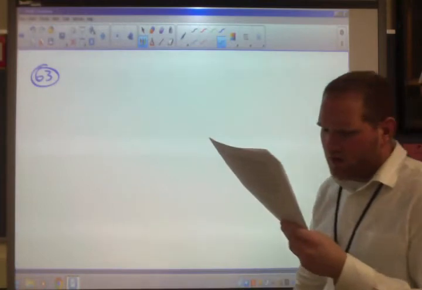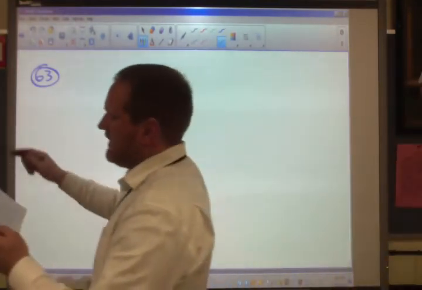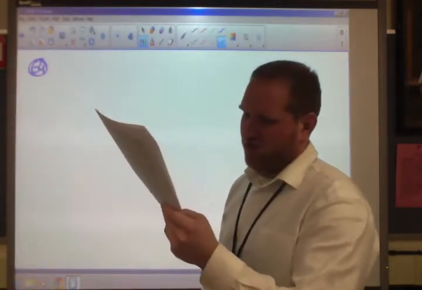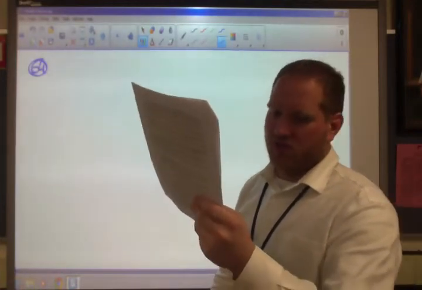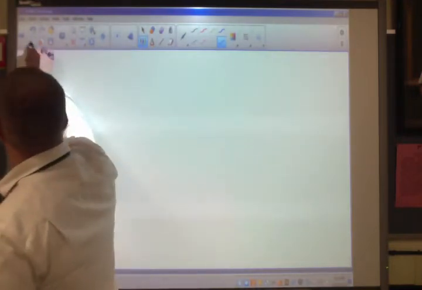63. What are the three particles that make up atoms? Protons, neutrons, and electrons. 64. What are the charges of these particles? Protons are positive, neutrons are neutral or no charge, and electrons are negative.